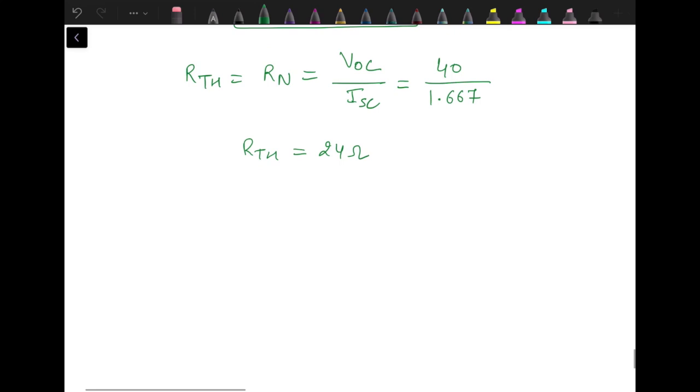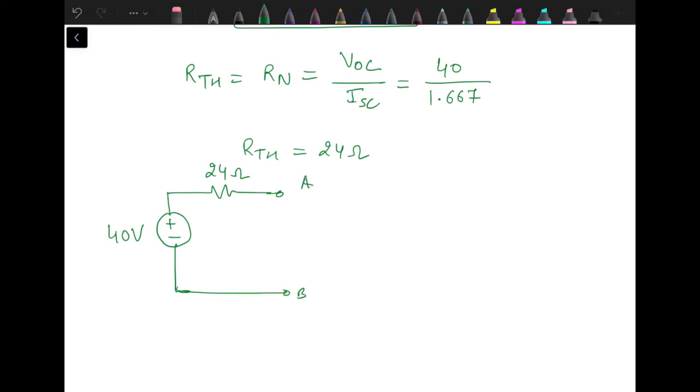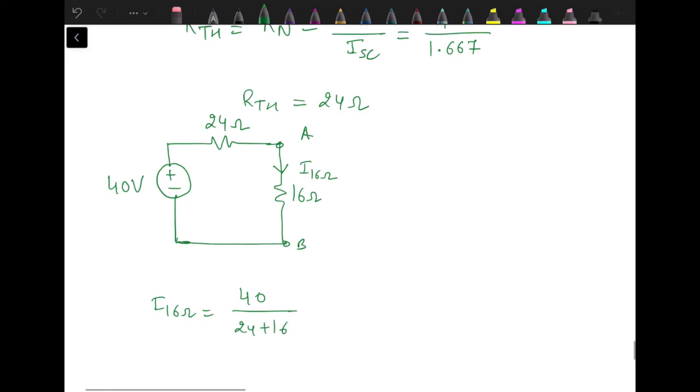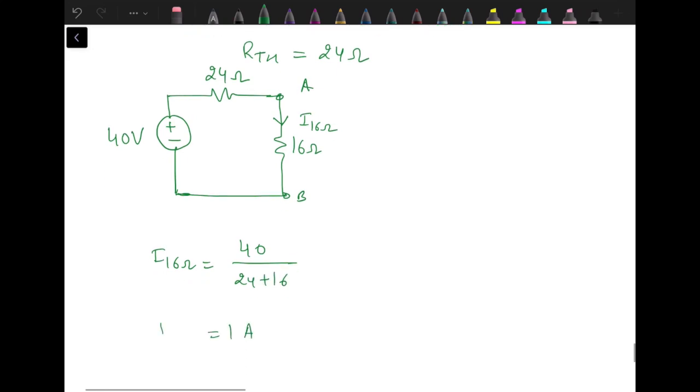Now we can draw both the Thevenin as well as Norton's equivalent. When we draw Thevenin's equivalent, we have to draw a voltage source in series with the Thevenin resistance. Then here we will have between A and B the load resistance, that is 16 ohm. If we want to find out the current through 16 ohm, then I 16 ohm will be 40 upon 24 plus 16, that is 1 ampere.